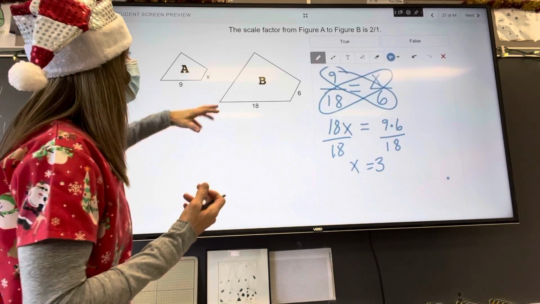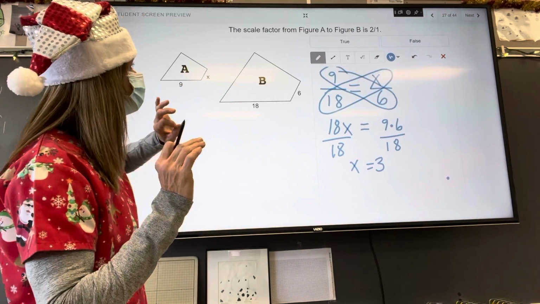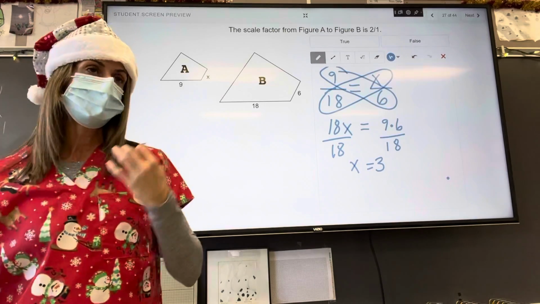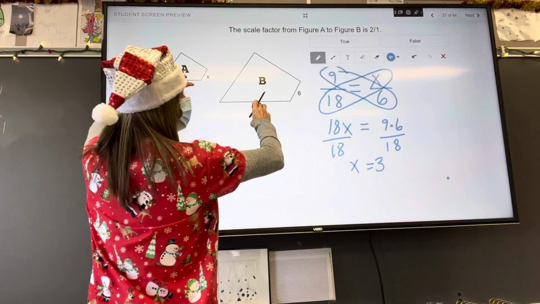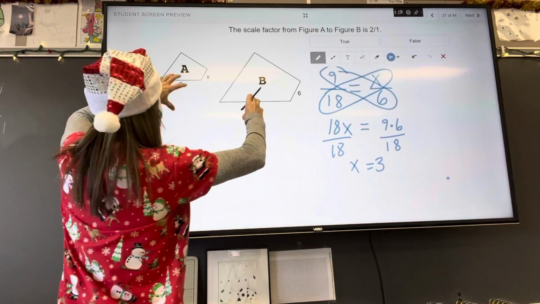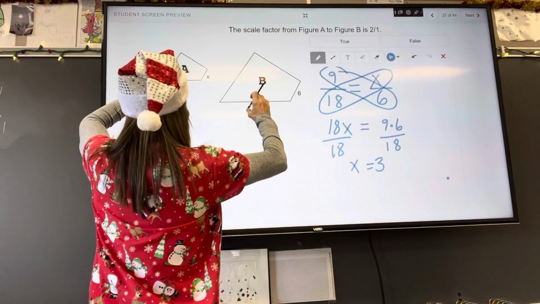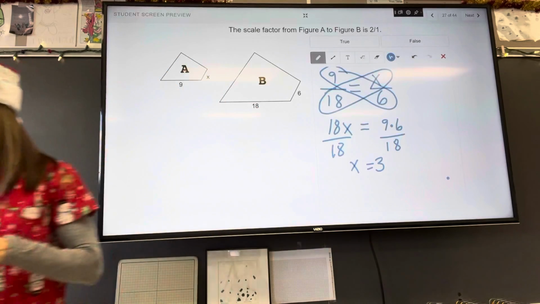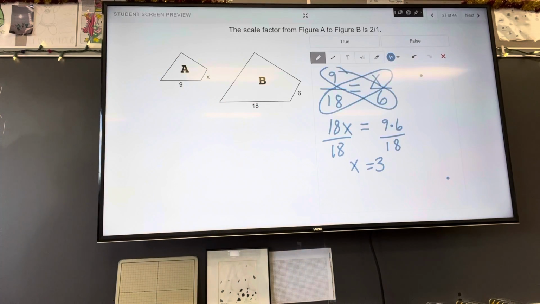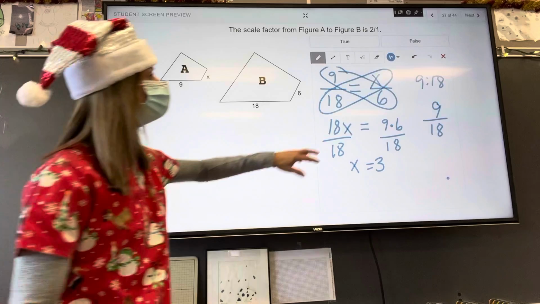Now that was good practice. We need to now find the scale factor. Scale factor is just the simplified ratio. Probably the easiest one to do is to start with these two numbers that we have, 9 to 18. We just need to simplify that. You can write 9 to 18 with a colon, like 9 colon 18, or you can write it like a fraction. Either way, those are both ratios.